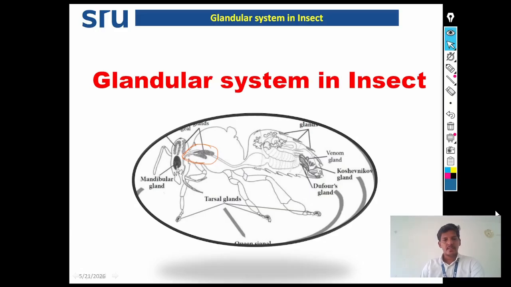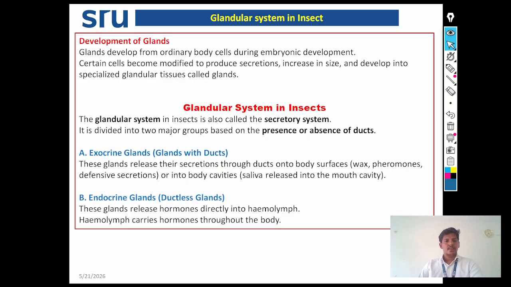In this session, we are discussing the glandular system in insects. See how a gland develops. Glands develop from ordinary body cells during the embryonic development.